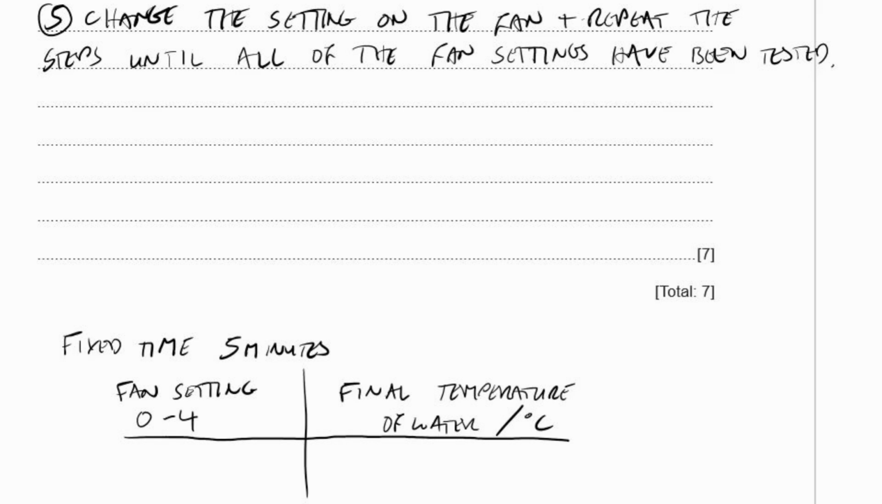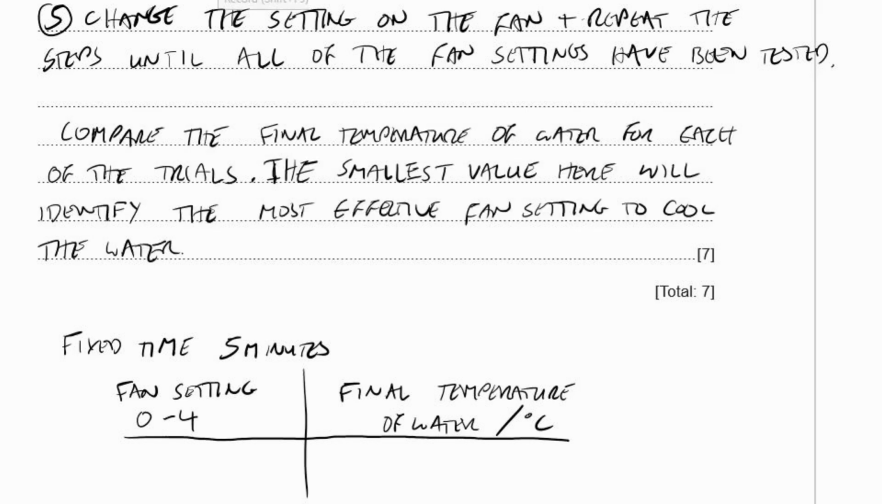So what I want to do in my final bit of the method is write down how I'm going to compare the information. And there we go. Compare the final temperature of the water for each of the trials. The smallest value here will identify the most effective fan setting to cool the water. That's it. I think that rounds off that experiment quite nicely.